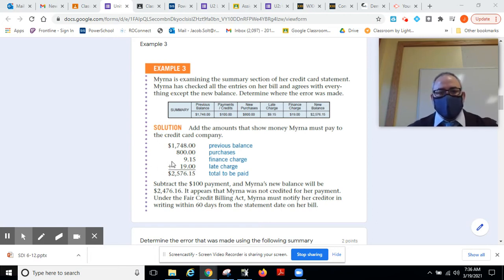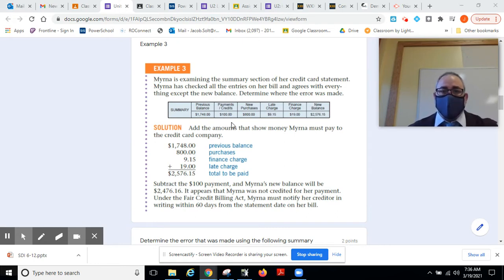So when they added up all the previous balance, all the new purchases, all the late charge, and all the finance charge, they get $2,576.15, which is what they have as the new balance. But wait, there's a problem here. They forgot to include payments and credits as any part of this. And as you'll recall, you have to add up all this stuff except for payments and credits.